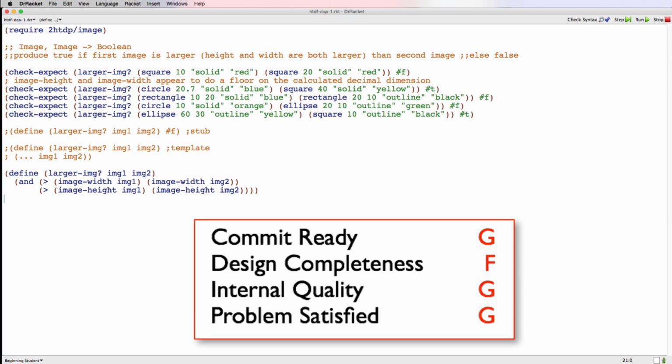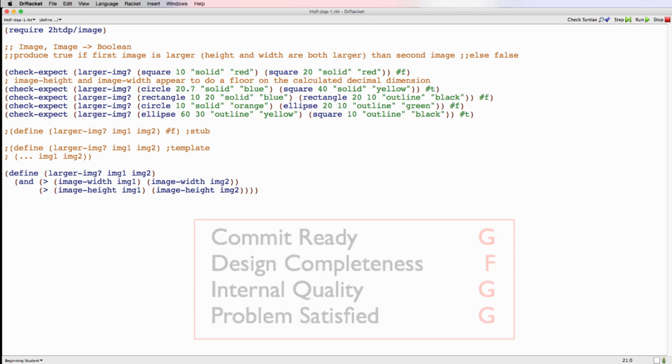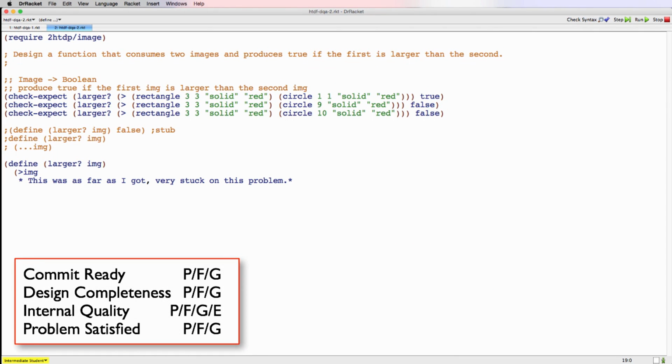We were pretty picky on design completeness because of those spaces and that comma. So, I wouldn't feel too bad about that if this is your solution. This is a really good job. Here's the second submission that we want to look at. And again, we'll start with commit ready.